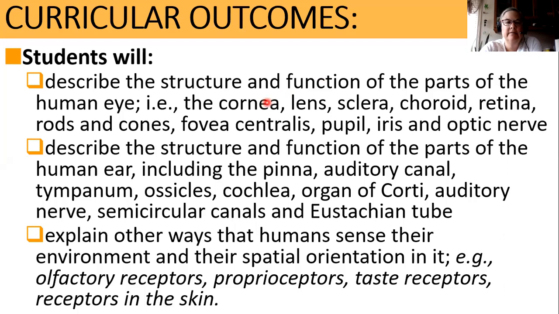Structure and function of the parts of the human ear, including pinna, auditory canal, tympanum, ossicles, cochlea, organ of Corti, auditory nerve, semicircular canals, and eustachian tube. Whew, lots of stuff. And then explain other ways that humans sense their environment and their spatial orientation in it. So a couple of suggestions there as well. Yeah, so without further ado, we're gonna just start talking about senses, okay?